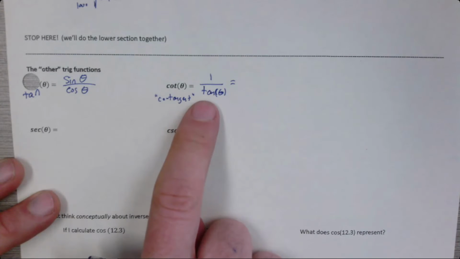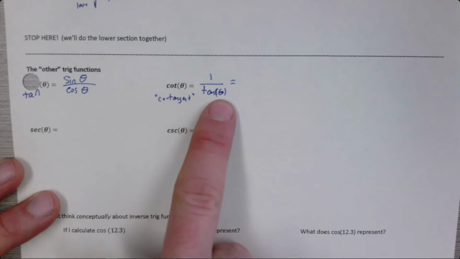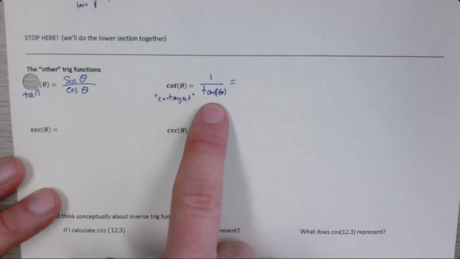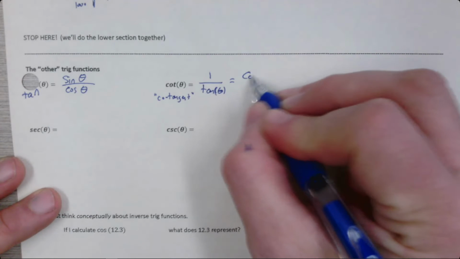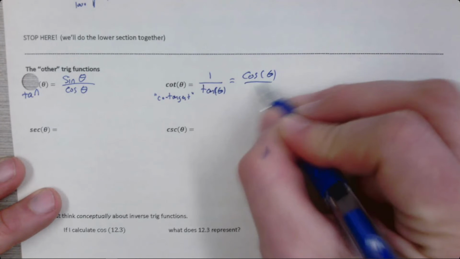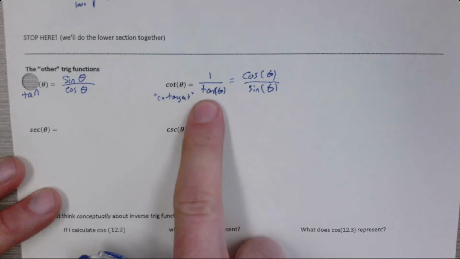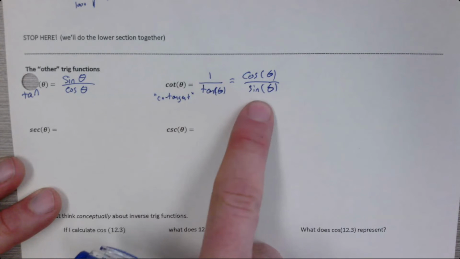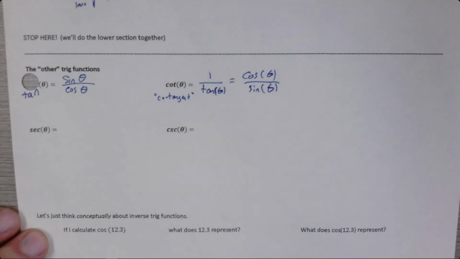Being the reciprocal of tangent, imagine that we'd plugged in sine over cosine here. If you have 1 divided by sine over cosine, and you multiply by the reciprocal, you end up with cosine over sine. And depending on the problem, sometimes it's more useful to think about it this way, and sometimes it's more useful to think about it that way, as will be revealed in due course of time.